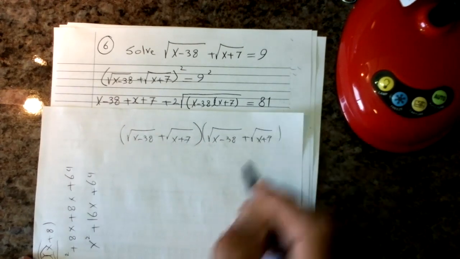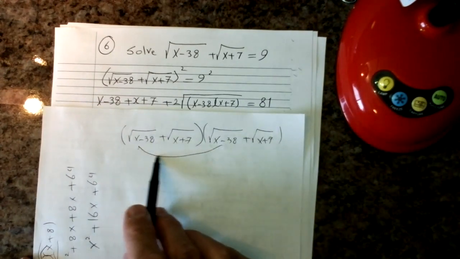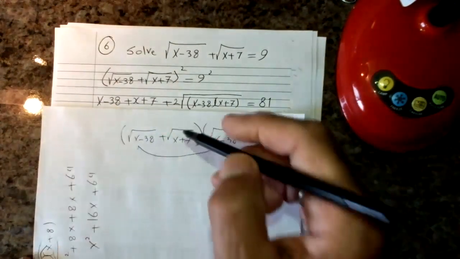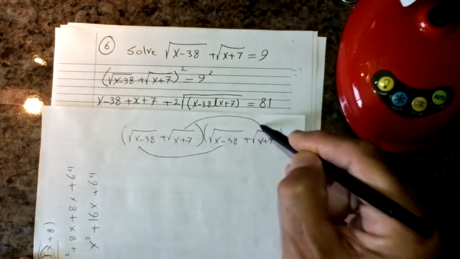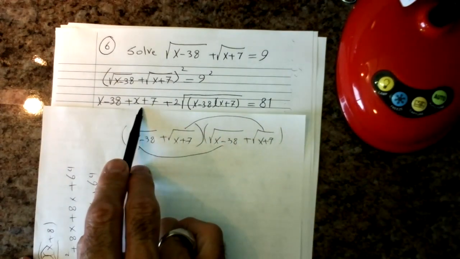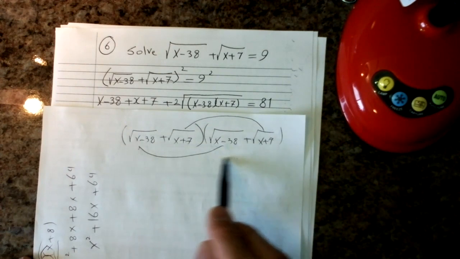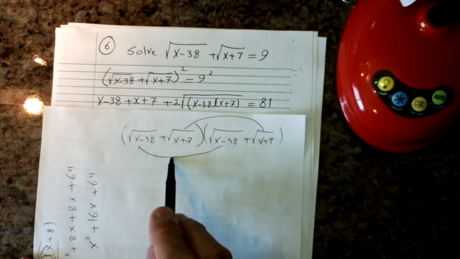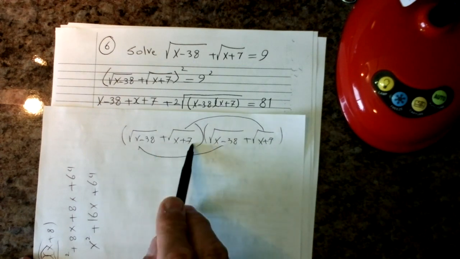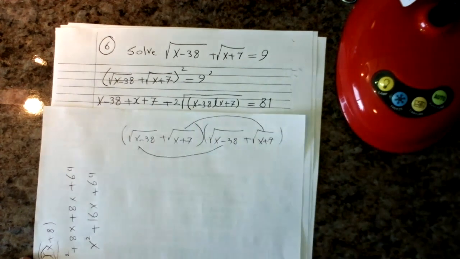Is you repeat that, right? So when you do this, look, when you multiply a radical by itself, that gives you x minus 38. Or when you take radical x plus 7 times radical x plus 7, when you take a radical and multiply by itself, it gives you x plus 7. And then when you multiply by this, you have another x plus 7 times x minus 38 and another x plus 7 times x minus 38. That gives you 2 of them.